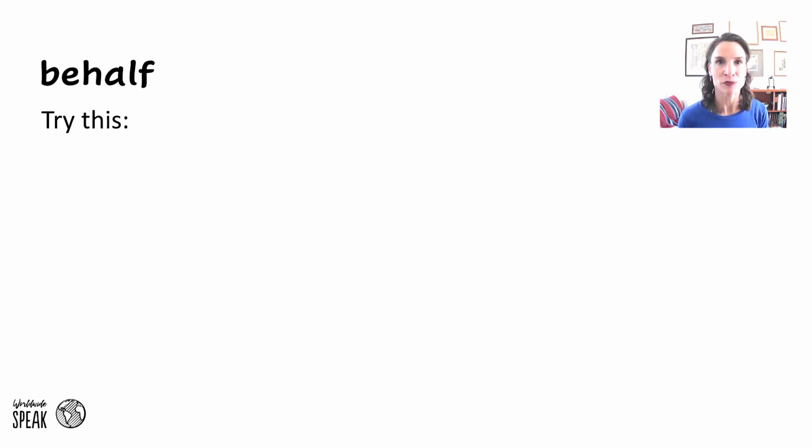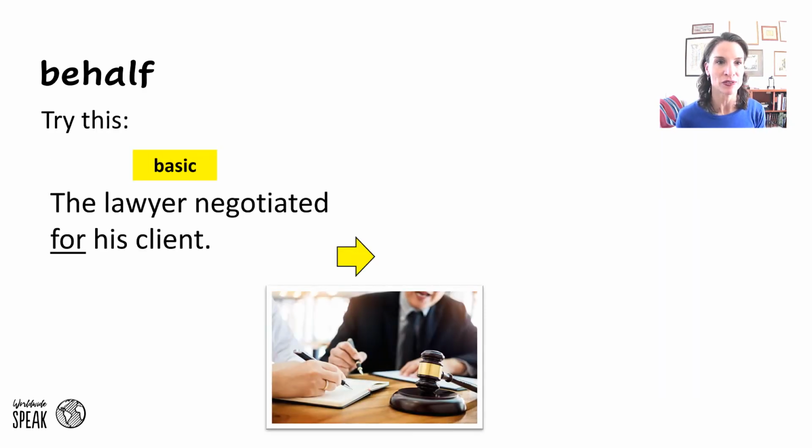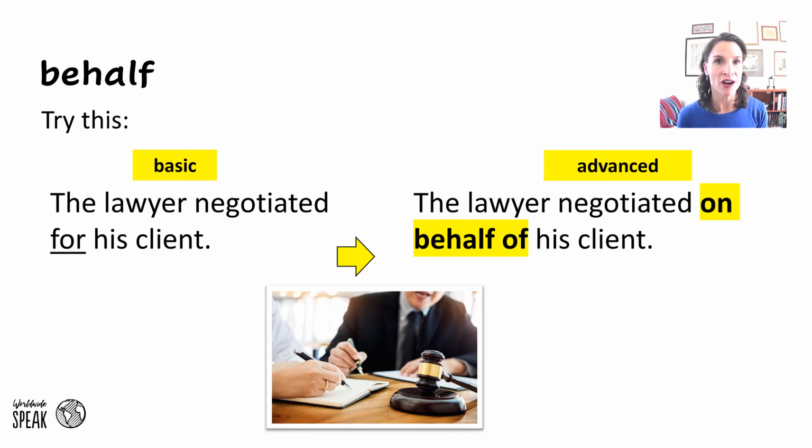So let's try this. We will rewrite this sentence using behalf. The lawyer negotiated for his client. Great sentence, but making it more academic, incorporating some of those high-level words, we will use behalf. Remember, we're going to use the whole phrase. The lawyer negotiated on behalf of his client.